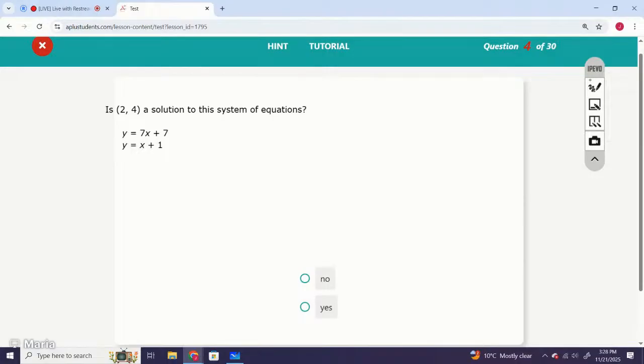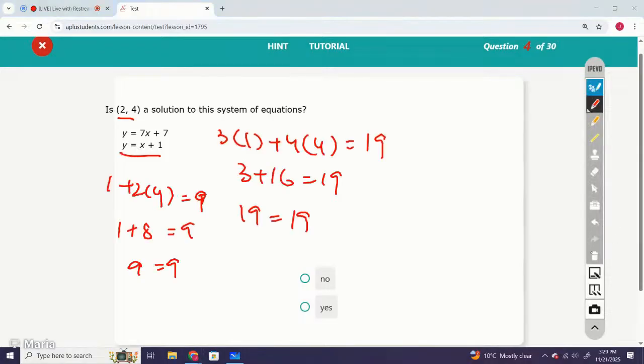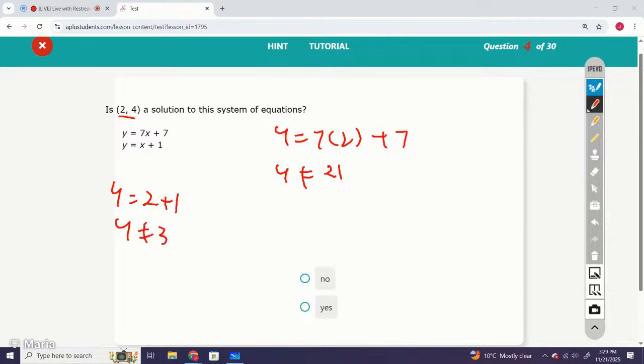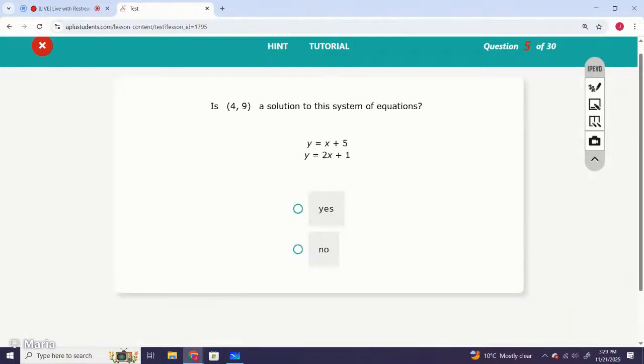Is (2, 4) a solution to the system of equations? x is 2, y is 4, right? So just replace the variables with the values. y is 4, 7 times 2 plus 7. 4 is not equal to 21, right? Now put the values in the second equation. y is 4, x is 2. 4 is not equal to 3. So the correct option is no, that is not the solution. The point (2, 4) is not a solution to the system of equations.